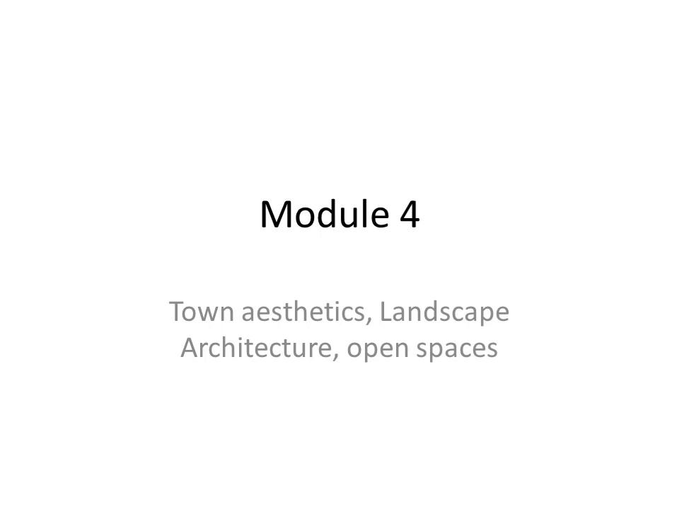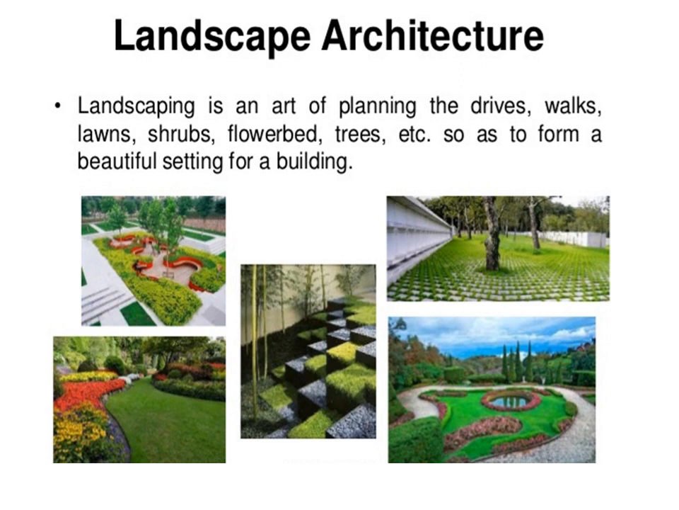In this module we are going to learn town aesthetics, landscape, architecture, open spaces. So in this slide we are going to see what is landscape architecture. Landscaping is an art of planning that drives walks, lawns, shrubs, flower beds, trees, etc. so as to form a beautiful setting for a building, as shown in the figure. They are to be provided at different levels depending upon the contours available at the site. You can go for design of landscape architecture.